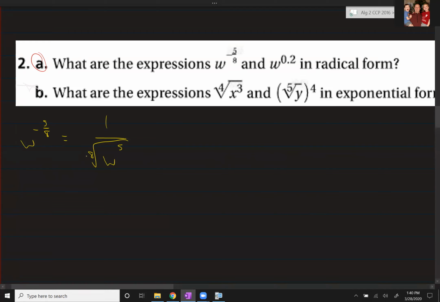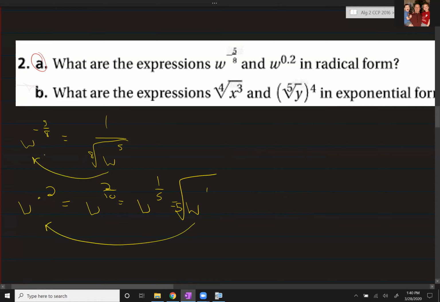All right, next one we have w to the 0.2. Again, any decimals we're going to change out. So that's 2/10, which is 1/5. So w will be to the 1st power, but the 5th root. Just being able to transfer these back and forth is the goal to get started.